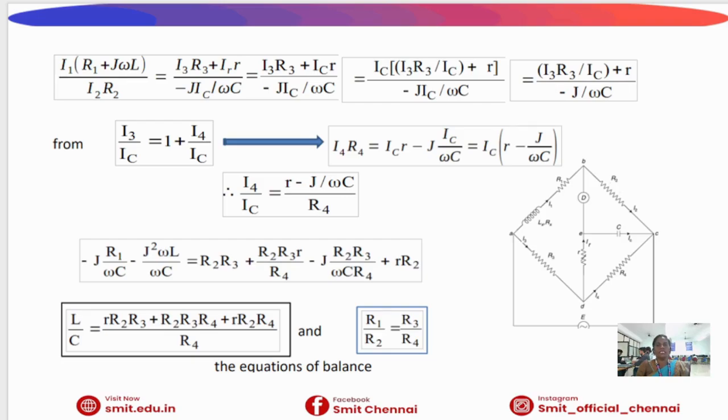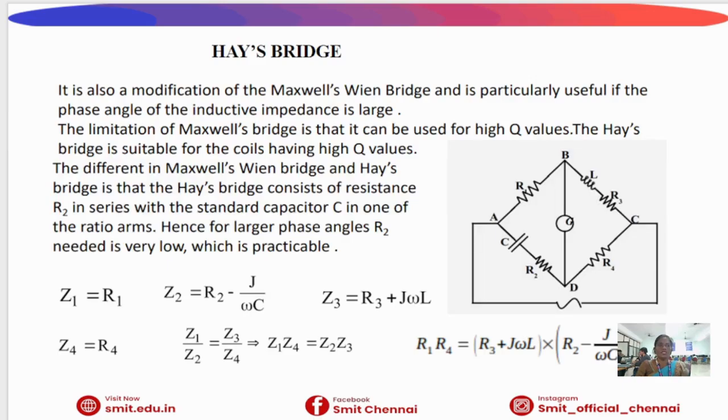The final inductance expression does not depend on frequency, which is a major advantage of the Anderson bridge. Hence, by adjusting bridge resistance until balance is achieved, the unknown inductance can be calculated accurately using the above balance equations. Now, let us discuss Hay's bridge.